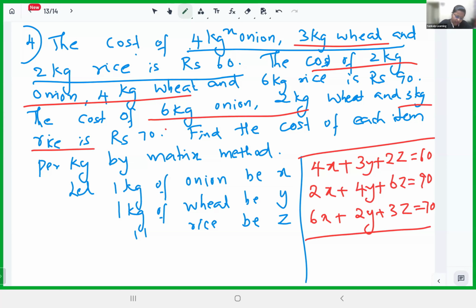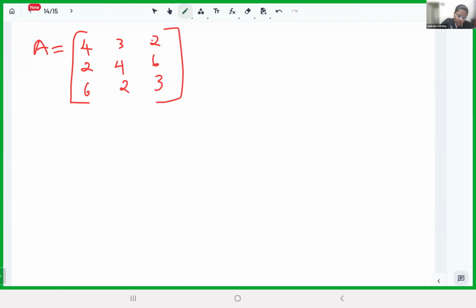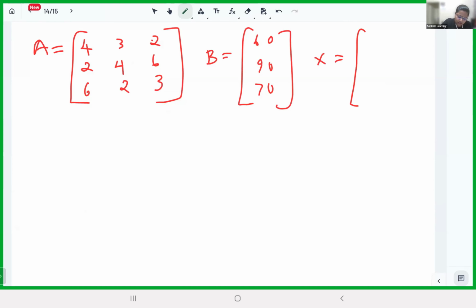So from this you have to write the matrix A. Matrix A is nothing but the coefficients of x, y and z. So they are 4, 3, 2, 2, 4, 6, 6, 2, 3. So these are the coefficient matrix. Okay, now what is B? B is the right side elements, right? So that is 60, 90 and 70. And what is X here? X is the matrix of unknowns, so x, y, z.